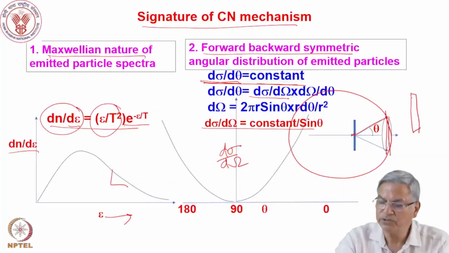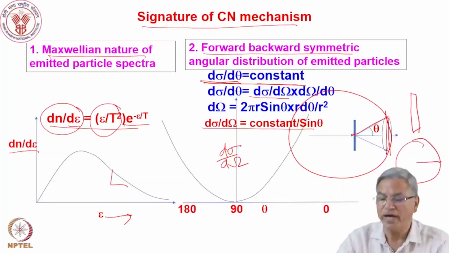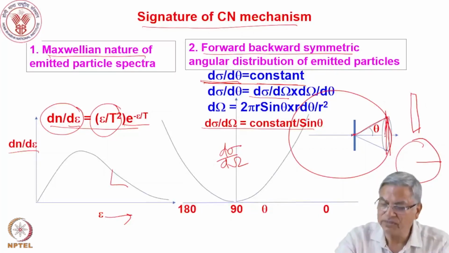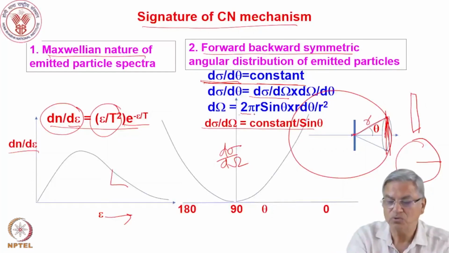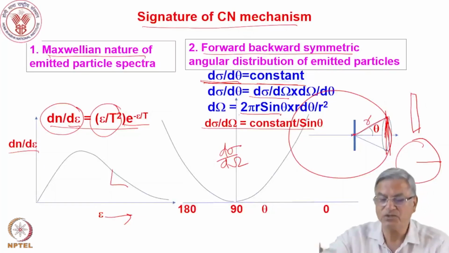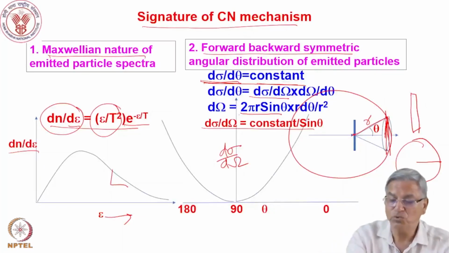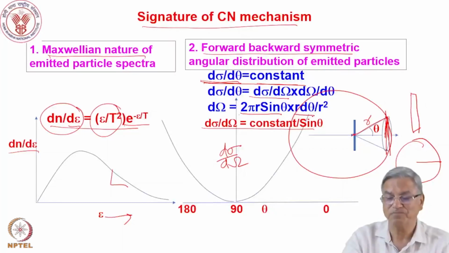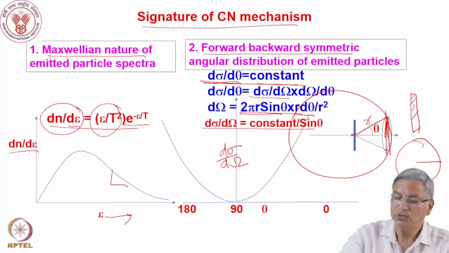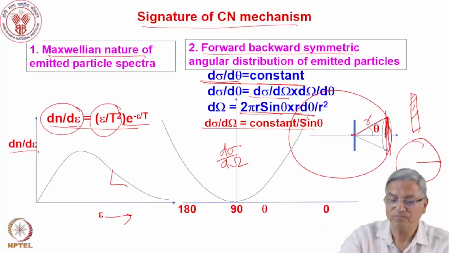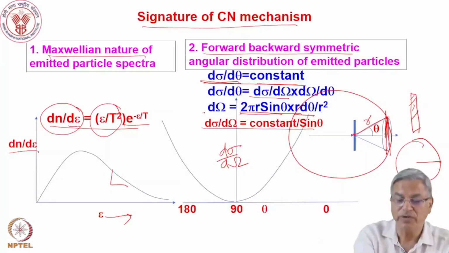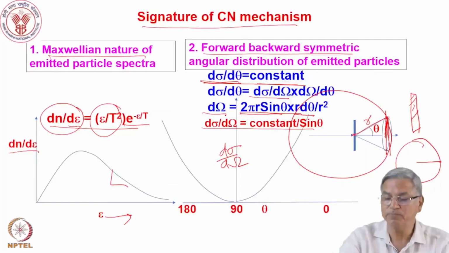So this is a circular strip. To see the cross section, this is pi r square, but r is now r sine theta. So this is r sine theta. So 2 pi r sine theta, which is the circumference of this strip, into the thickness of the strip, r d theta. So this is the area of this strip, if you see from this side. And this strip is a part of that sphere, so 2 pi r sine theta into r d theta upon r square is the solid angle subtended by this strip at this point.